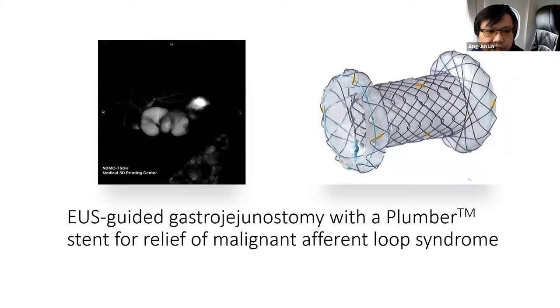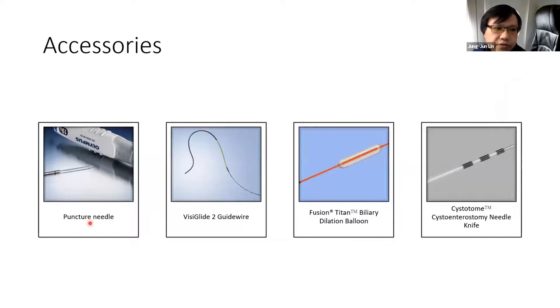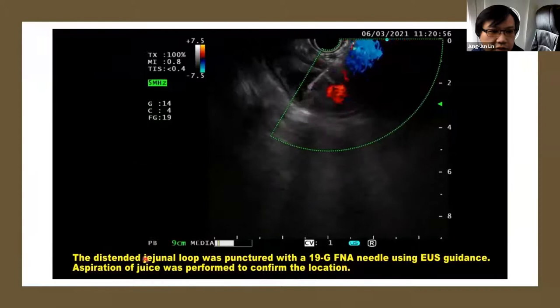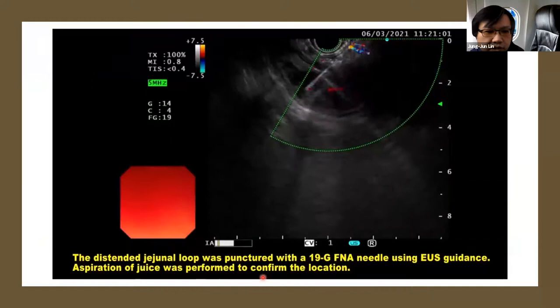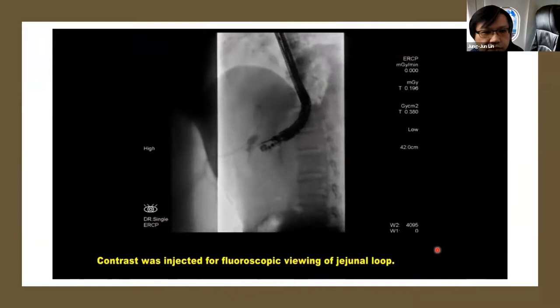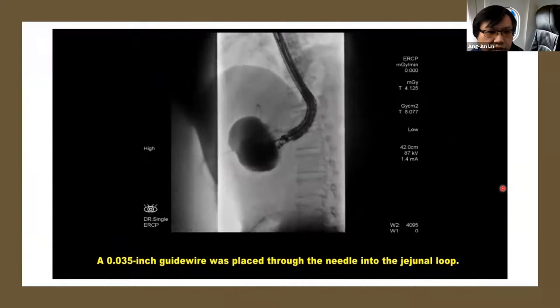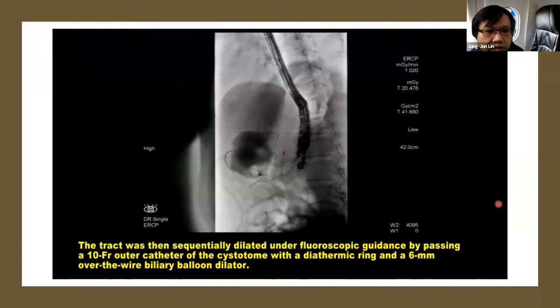The accessories included the Olympus 19 gauge needle, the Olympus VisiGlide 2 guide wire, the Cook Fusion titanium dilation balloon, and the Cook cystotome. Firstly, the dilated jejunal loop was punctured with the 19 gauge needle under EUS guidance, and then fluid was aspirated to confirm the location, and contrast was injected to confirm the location. Next, the guide wire was inserted through the needle. Then the tract was dilated under fluoroscopy by passing the cystotome and the balloon dilator.